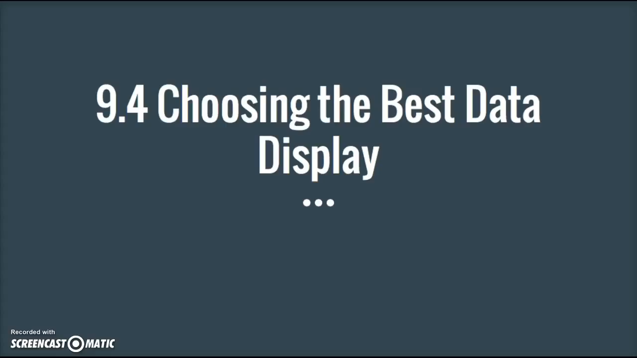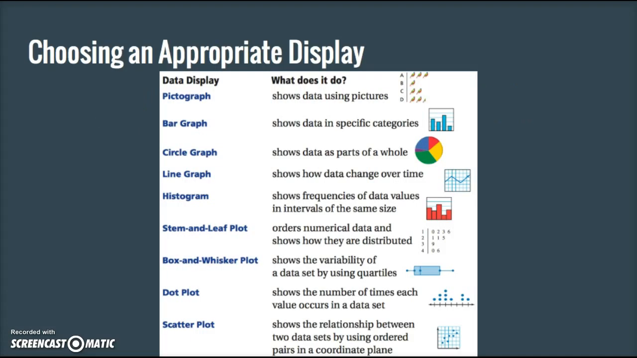So the first thing that I want you to take time to do and put into your notes are these definitions, I guess, and when to use each type of graph. Okay, we have a pictograph, a bar graph, a circle graph, line graph, a histogram, stem and leaf plot, box and whisker plot, a dot plot, and a scatter plot. So I want you to take a minute, pause the video for just a minute, and go ahead and record each type of graph and then what it's mainly used for.